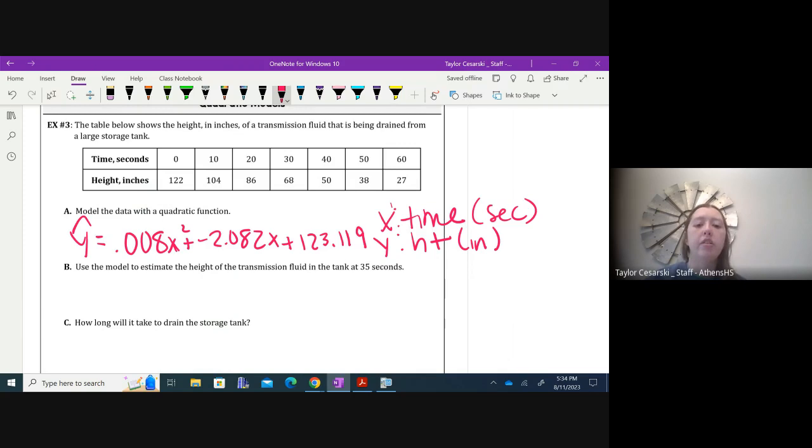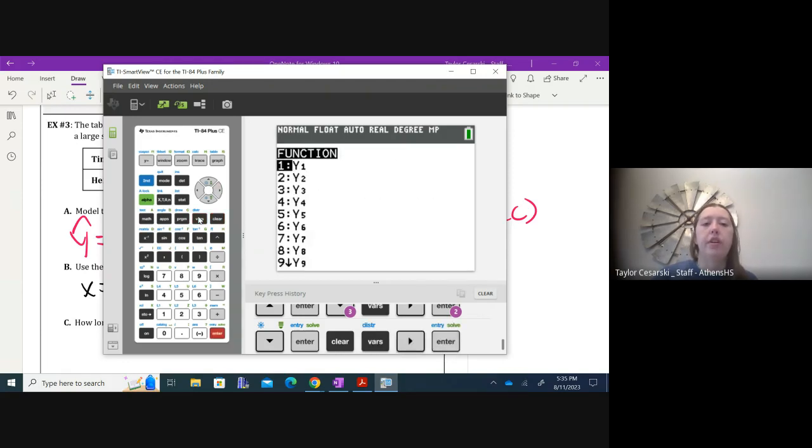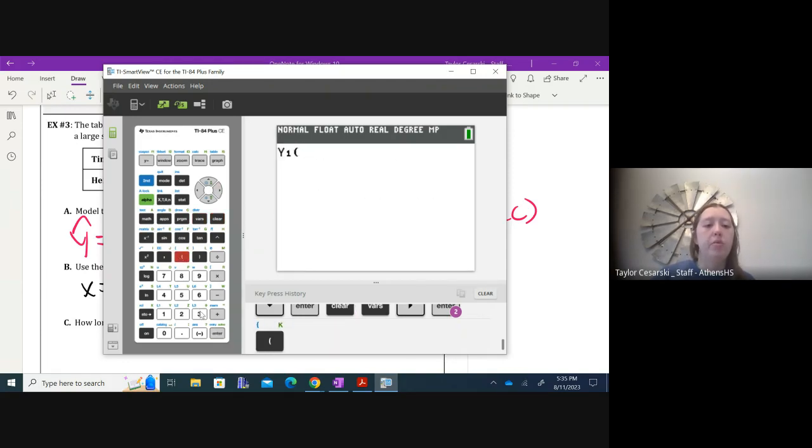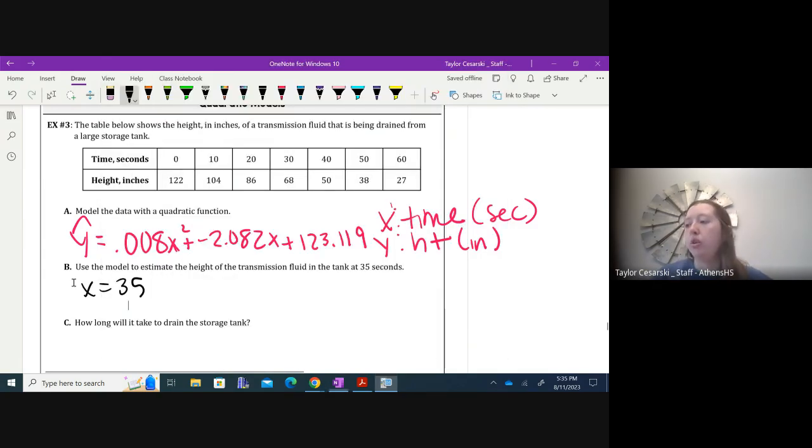Use the model to estimate the height of the transmission fluid at 35 seconds. So that means my x is equal to 35. So I'm going to go clear this out just to get my standard screen. Vars, y-vars, function y1, and in parentheses, I'm going to put 35. And that gives me 59.723 inches.